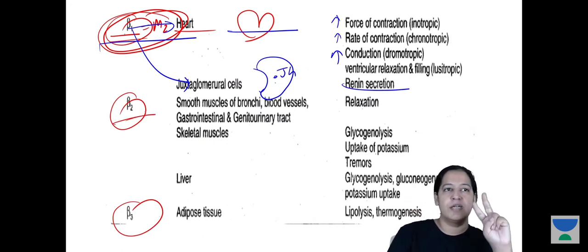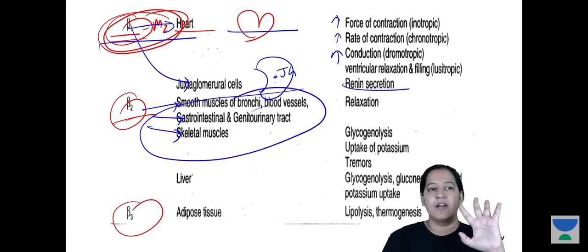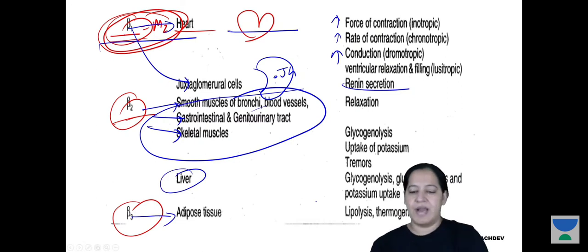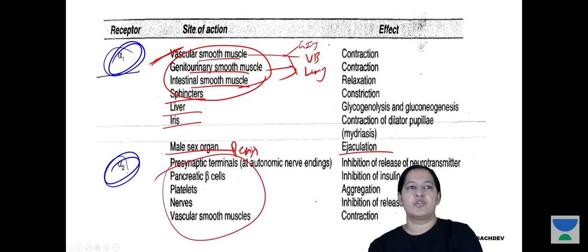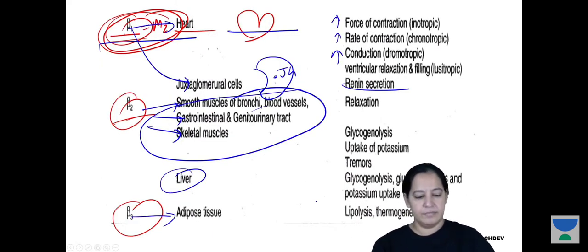Beta 2 is present on 3 organs: skeletal muscles and smooth muscles, smooth muscles and skeletal muscles apart from the liver. Beta 3 is present only on adipose tissue. So let me summarize it. Alpha 1, alpha 2, beta 1, beta 2, beta 3. Okay, let me summarize it.